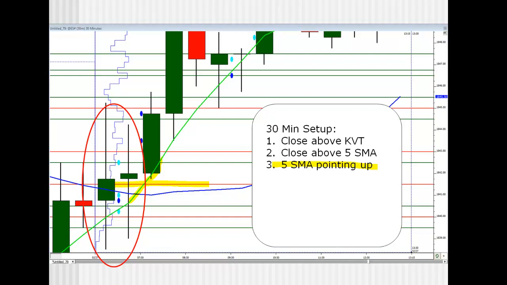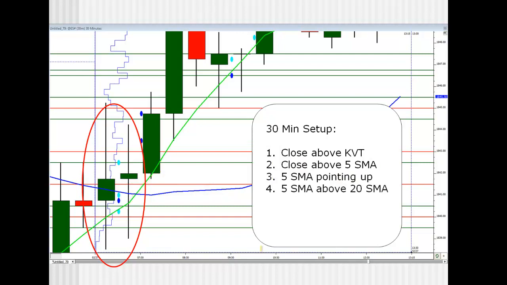Now, in addition to that, there's also another helpful parameter. I want my 5 simple moving average to be above my 20 simple moving average. Look at where the 20 is. It's right here. And sure enough, my 5 is above it. So far, all 4 conditions that we have identified are present and accounted for. As I have all the conditions in place, my level of confidence begins to increase, and I know that this is going to be a high probability entry.